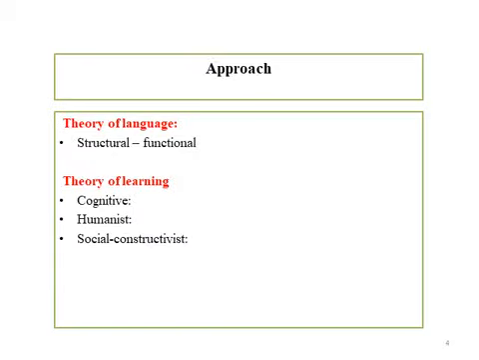Like all the other approaches, the silent way has an approach that rests on a theory of language and a theory of learning. The theory of language that is adopted by the silent way seems to combine both structural and functional principles. It considers that language is a set of structures that have multiple meanings based on the context in which these structures appear. The theory of learning encompasses three different perspectives, including the cognitive, the humanist, and the social constructivist perspectives.